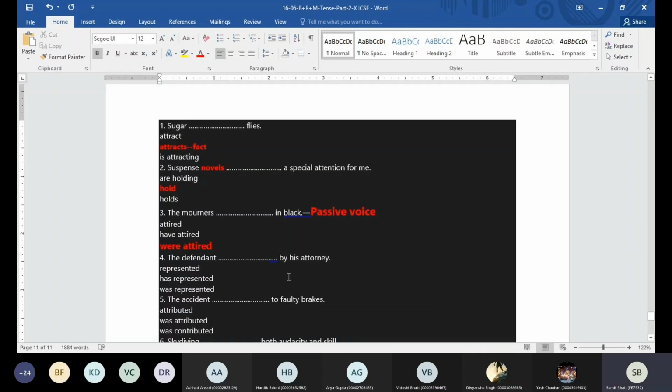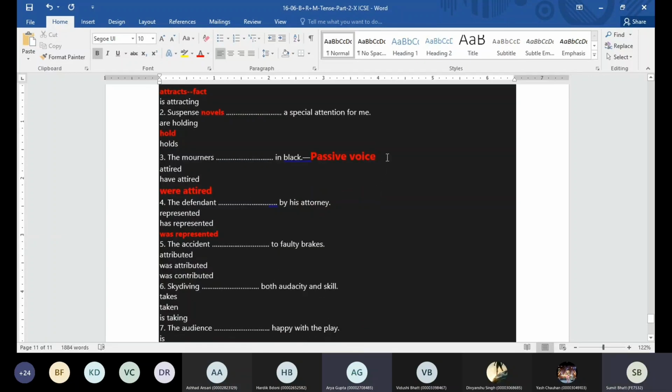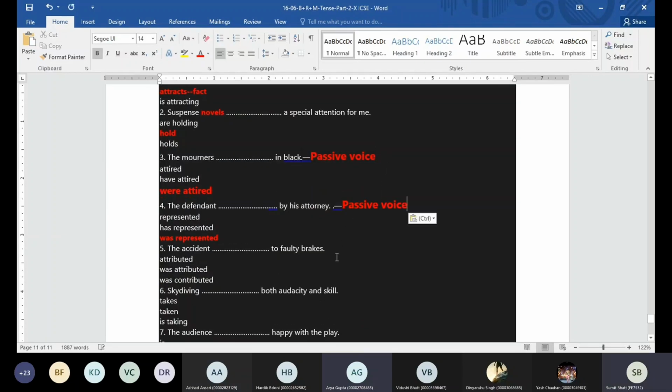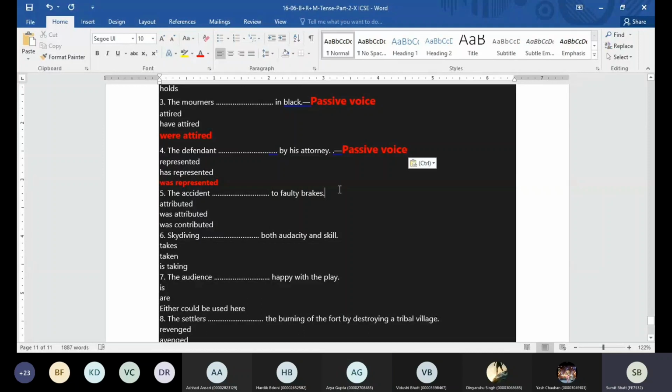The defendant dash by his attorney. Was represented. What's going to be correct here? Was represented is going to be. Can I say has represented? Will that be right? No, sir. This again is a case of which voice? Passive voice. Okay, I'll take a minute more, then we are done actually.